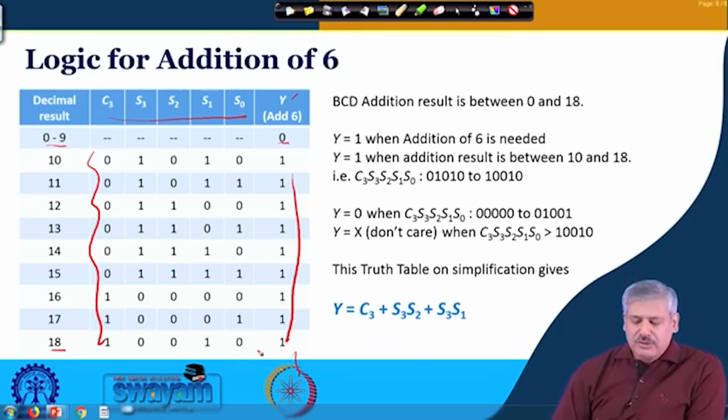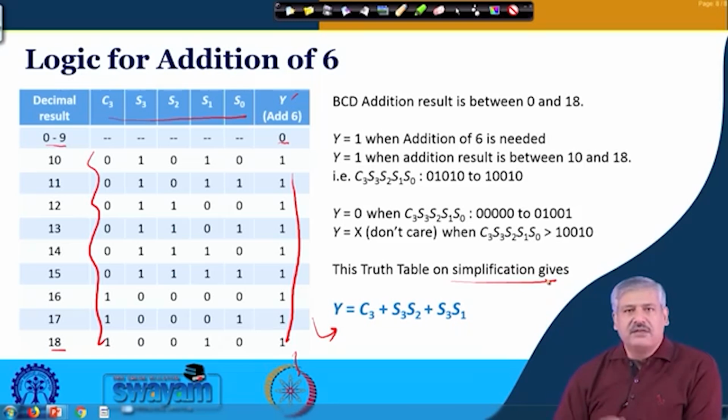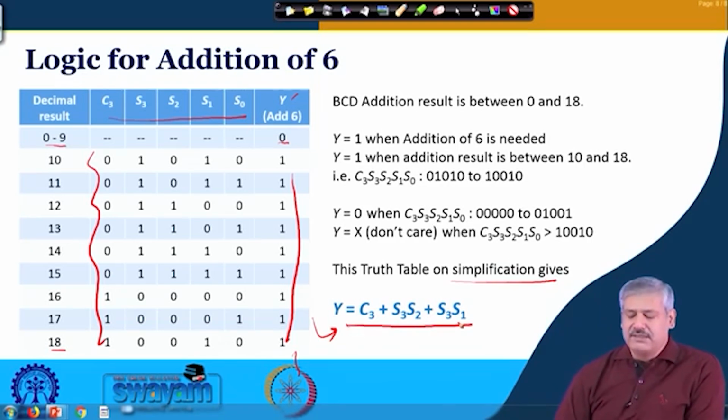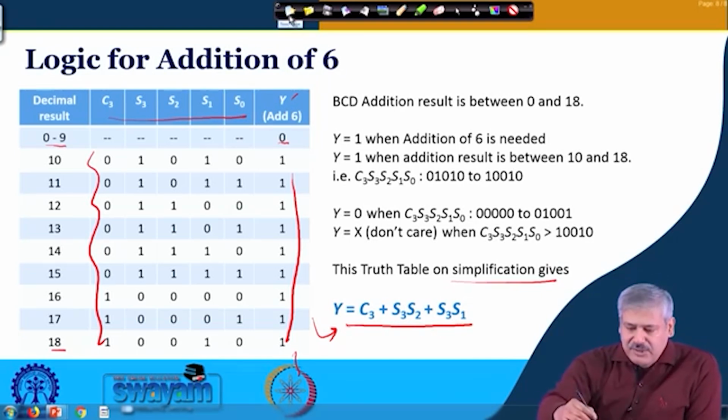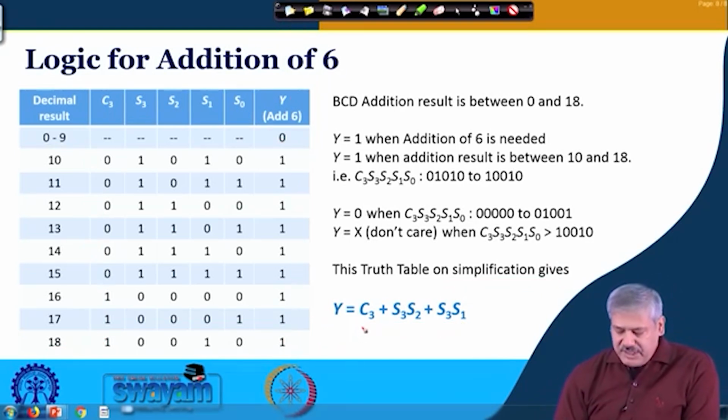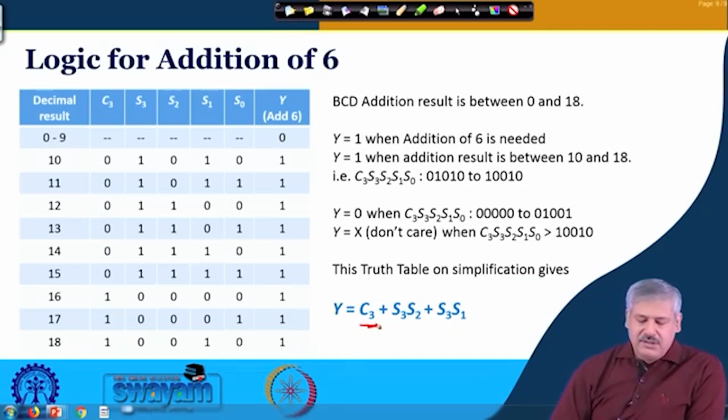Right. So, this truth table we need to convert to an equation, and we can see that if you simplify using the standard process, algebraic, Karnaugh map or QM algorithm, a relationship something like this emerges. Okay. So, if you just quickly have a look, C3 means, right.